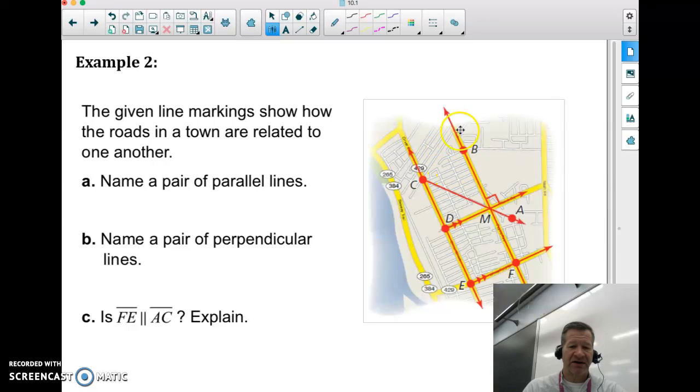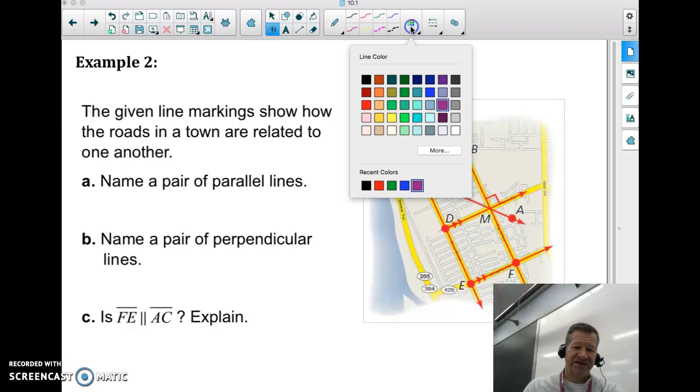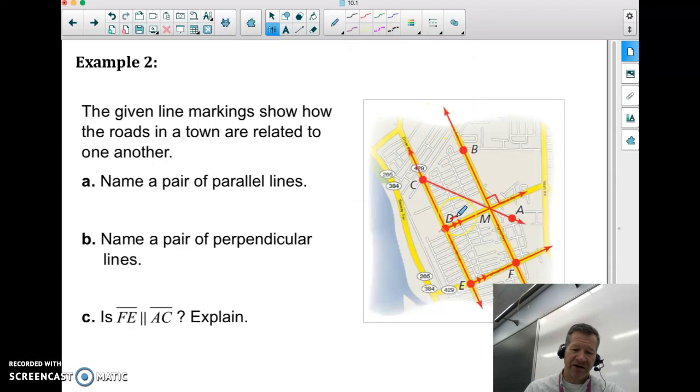Now there are several lines on here that look like they might be parallel to each other. This line CD looks like it might be parallel to MB, but we can't be sure. The ones that we can be 100% sure are parallel are the ones that are marked parallel. These little arrowheads on the lines indicate that the lines are parallel. So this line here is parallel to this line here. All we have to do is name them.